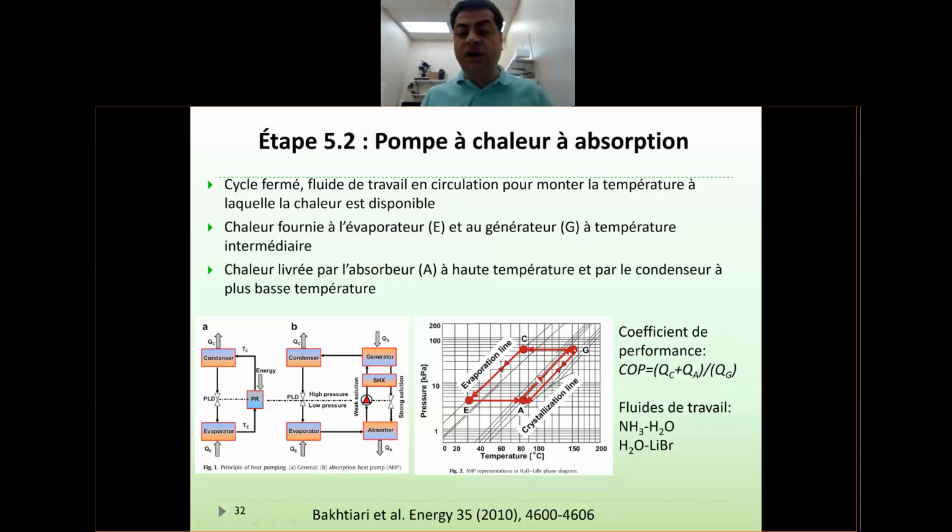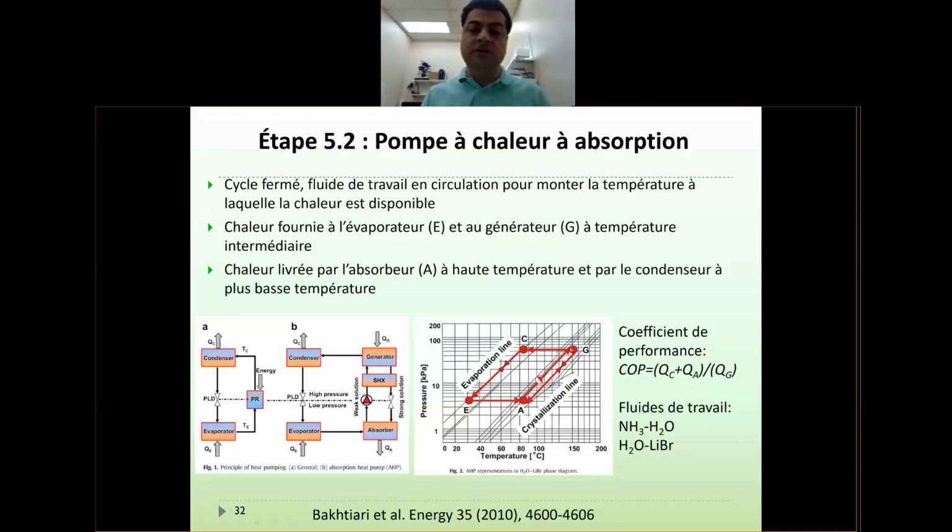Inside the generator, you have high pressure. Okay. Also high temperature. Why? Because you input energy in the generator. So that's why, if you just follow evaporator, absorber, and generator, you can see that the temperature of the absorber is higher than the temperature of the evaporator, and also the temperature in the generator is higher than the temperature in the absorber. Okay. But here at the generator, as we discussed, we have desorption.